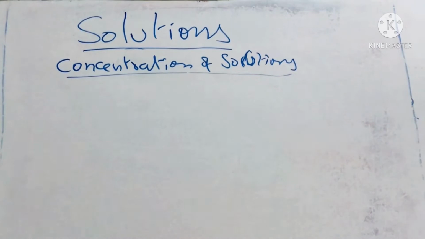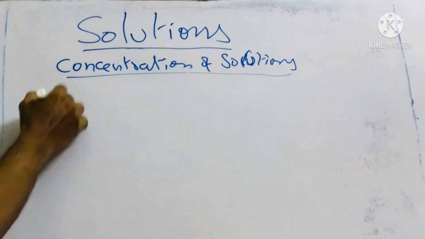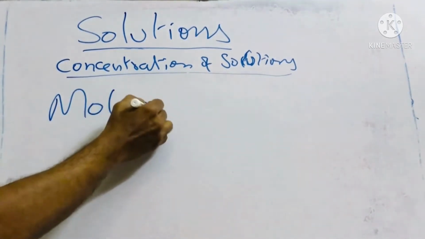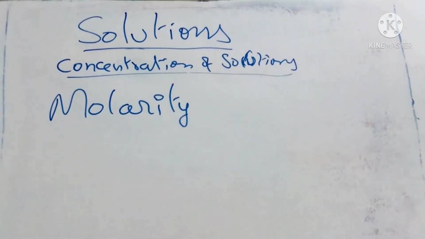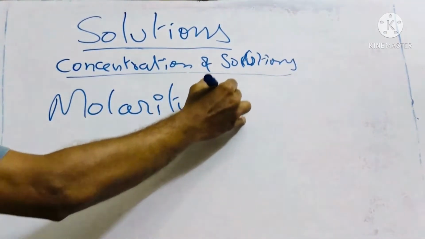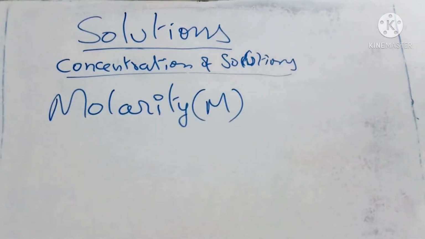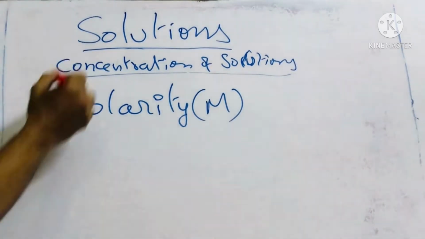The first one, the mostly used one, is molarity. So molarity is one way to represent the concentration of solutions. How will we represent molarity? The term is M. Remember, molarity is nothing but the number of moles per unit volume of the solution. Number of moles of whom? You remember, in a solution what are we having?